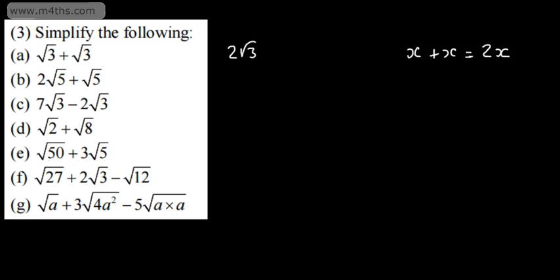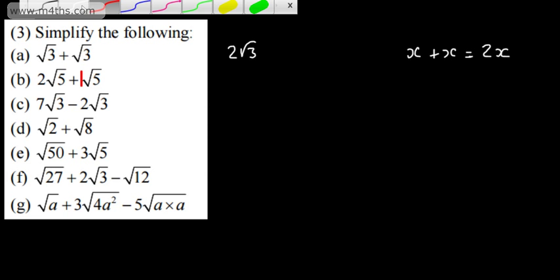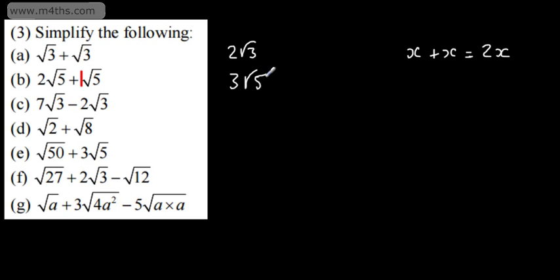I've got now here 2 lots of the root of 5 plus 1 lot of the root of 5. All I'm going to have now is 3 lots of the root of 5. So 3 root 5. Here I've got now 7 root 3 minus 2 root 3. These are like surds. So we've got now 5 lots of the root of 3. Root 2 plus root 8, which we've just seen, will give us now root 2 plus 2 root 2. So let's just write this out. So we've got root 2 plus 2 root 2. So that's going to give us now 3 lots of the root of 2. Make sure you're showing workings.